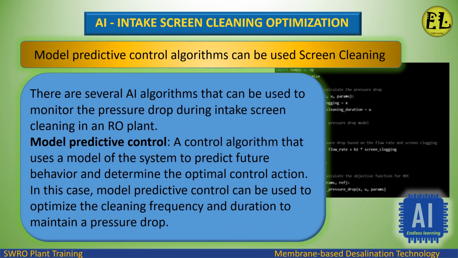AI intake screen cleaning optimization. Model predictive control algorithms can be used for screen cleaning. There are several AI algorithms that can be used to monitor the pressure drop during intake screen cleaning in an RO plant. Model predictive control is a control algorithm that uses a model of the system to predict future behavior and determine the optimal control action. In this case, model predictive control can be used to optimize the cleaning frequency and duration to maintain a target pressure drop.